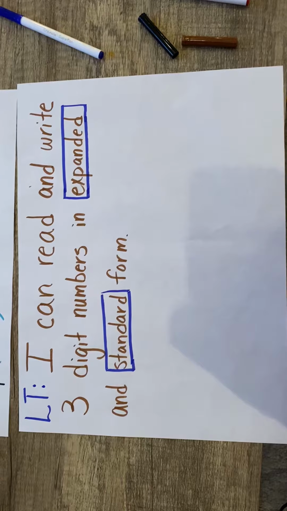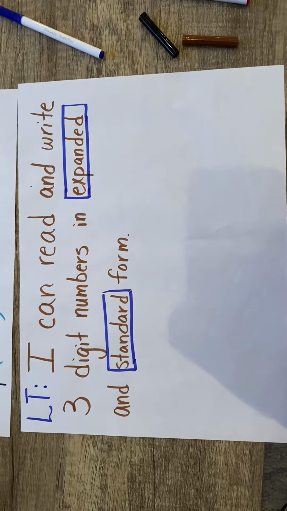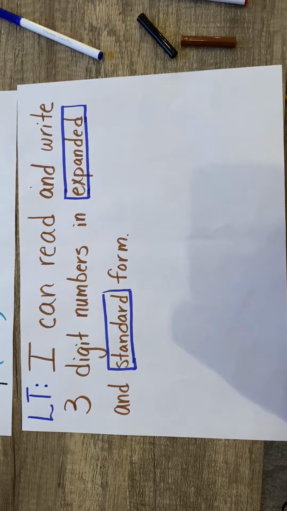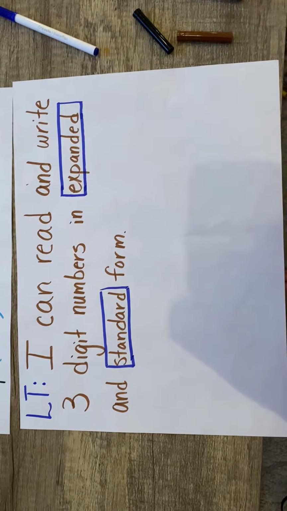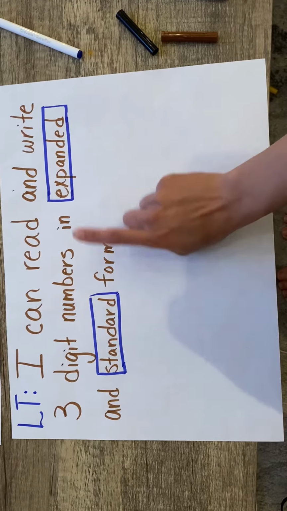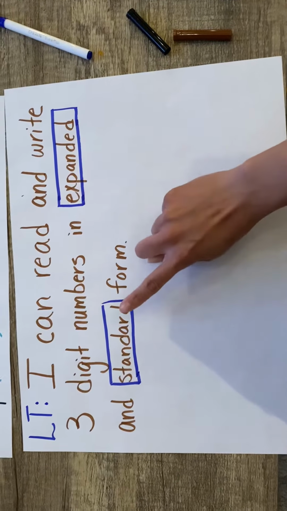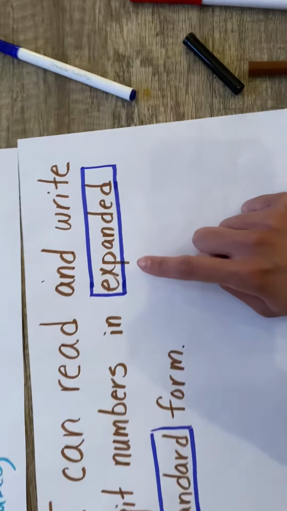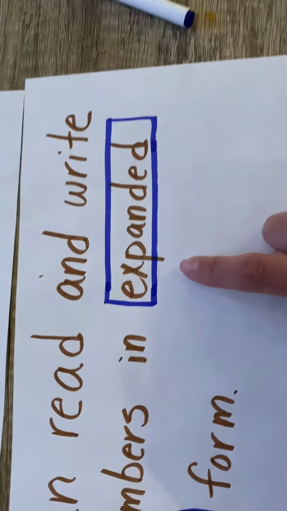For math, the learning target is: I can read and write 3-digit numbers in expanded and standard form. I noticed that there are 2 words here that I boxed, expanded and standard. Let's take a look at the word expanded.